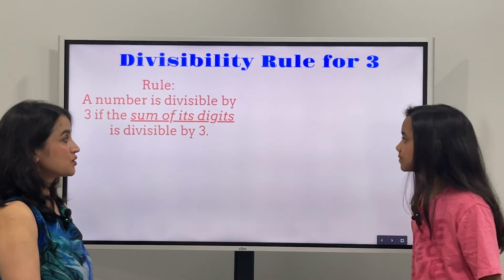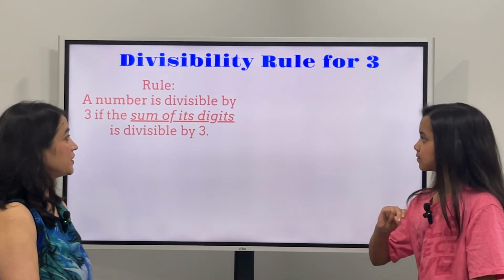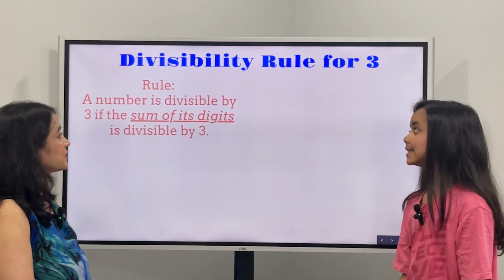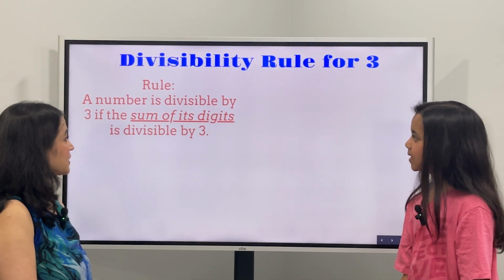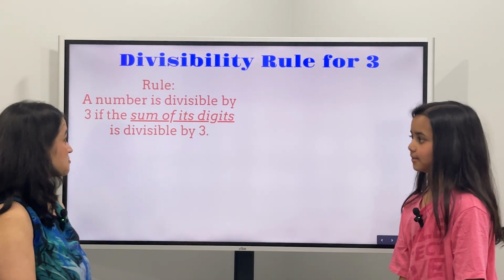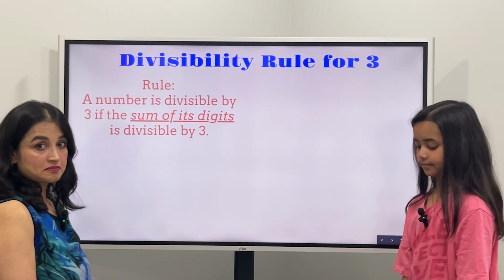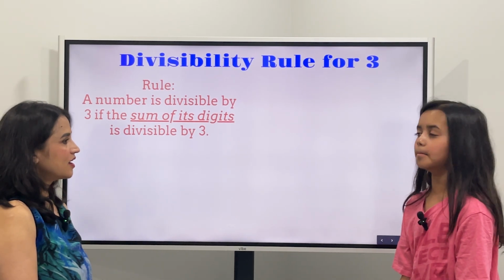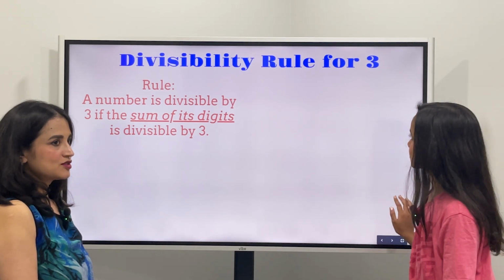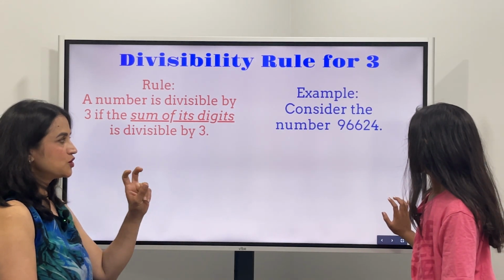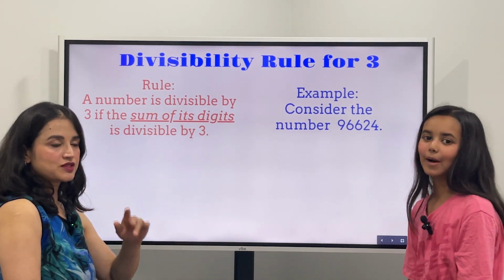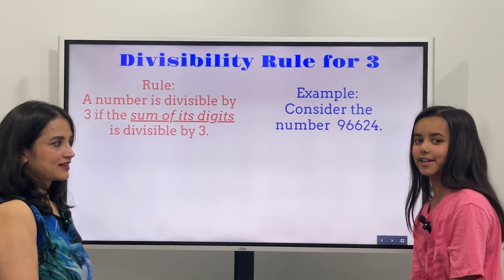So what is the rule for divisibility for 3? Rule number 1 is, can you please read? A number is divisible by 3 if the sum of its digits is divisible by 3. Sum of its digits. Interesting. For number 2, it was like even and odd number, right? You could watch the number 2 one. That was our first video.